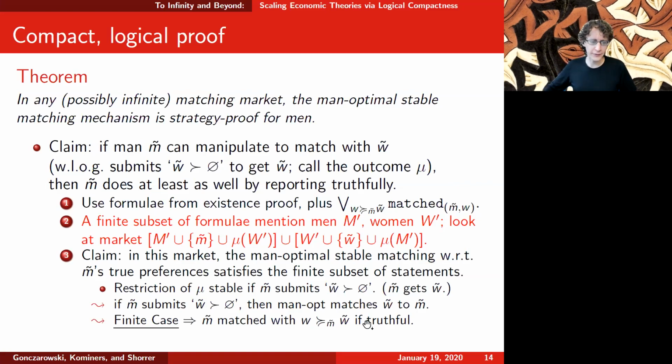Let me quickly review where we were in the argument, and then we'll wrap this argument, spend a few minutes on couples, and then I'll quickly survey the other things we can do. So if M tilde submits W tilde preferred to null, then the man-optimal stable matching is going to match W tilde to M tilde, which implies, by the truthfulness in the finite case, that M tilde had better be matched with some W weakly preferred to W tilde if he reveals his true preferences. That, remember, was precisely this statement. And so if our finite set of formulae happen to include that statement, we have just satisfied it as well.